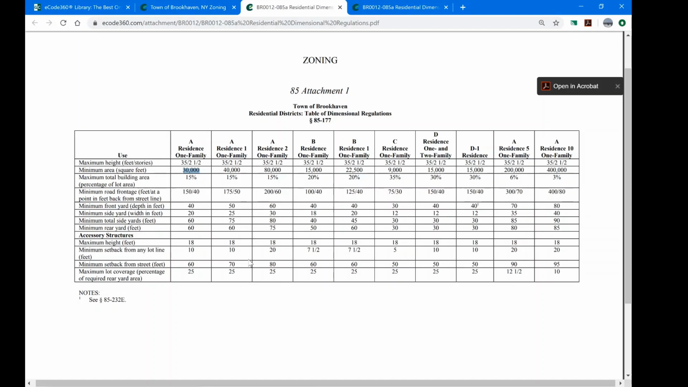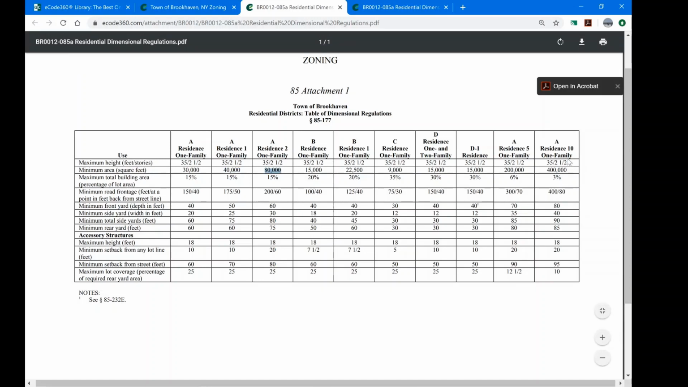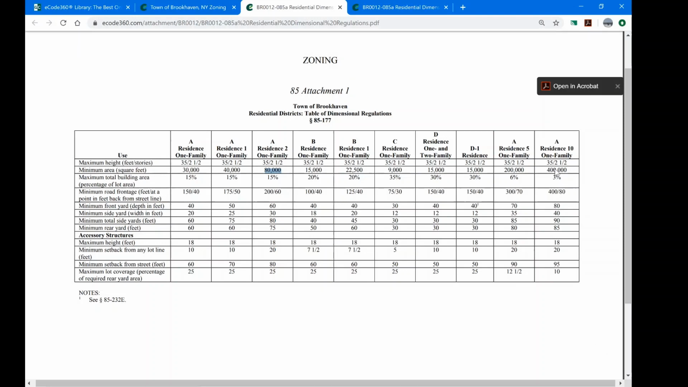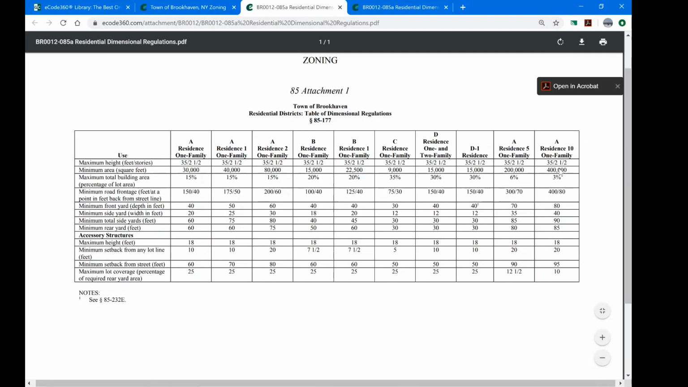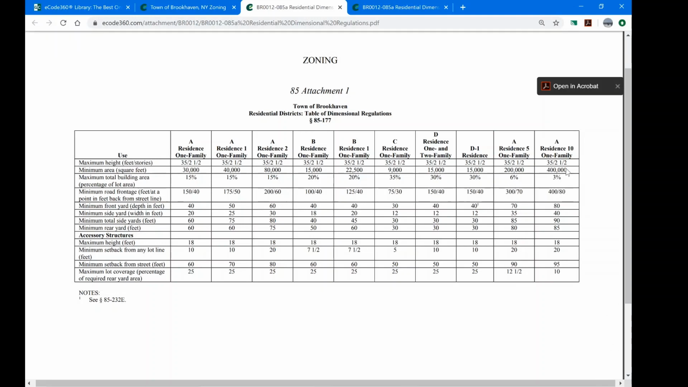For A1 residence, they call that 1 acre zoning. It's 40,000 square feet. It's not truly 1 acre, but it's a builder's acre. For the A2, it's 80,000 square feet. And if you go all the way out to the right side with the A10 zoning, it requires 10 acres, which would be 400,000 square feet, or 10 times 40,000. So all the lot minimum areas are in that third row.